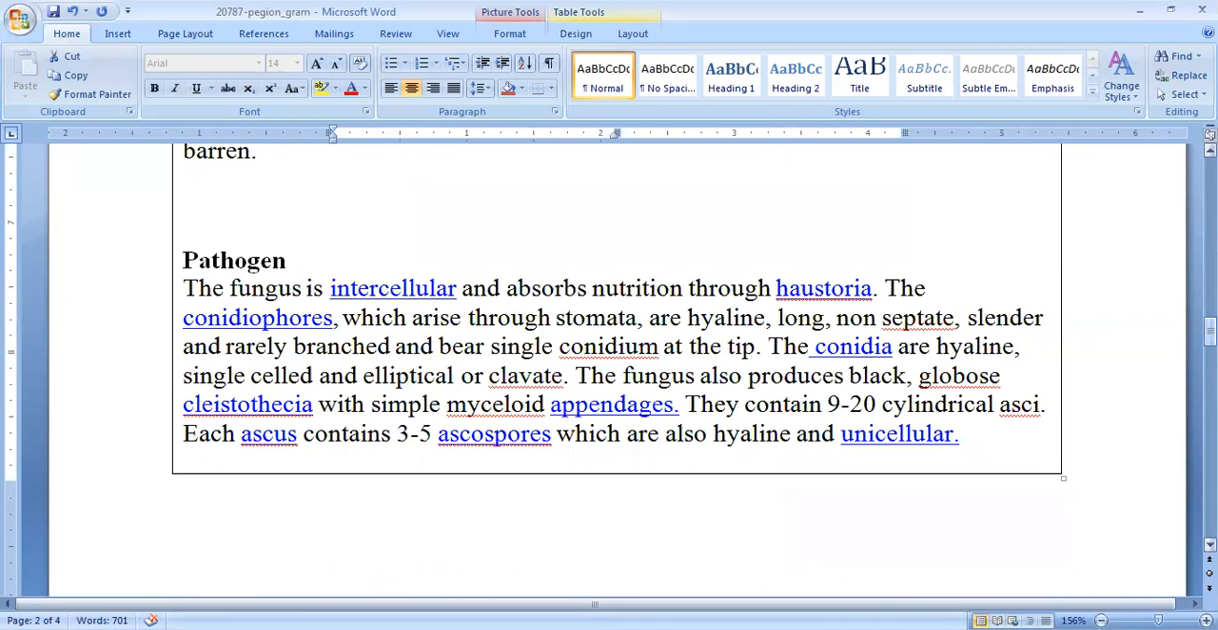Now they bear conidia. These conidia are hyaline, single-celled, and elliptical or clavate. There are also black globose cleistothecia present with simple myceloid appendages. They contain 8 to 20 cylindrical asci, and each ascus contains 3 to 5 ascospores, which are hyaline and unicellular.